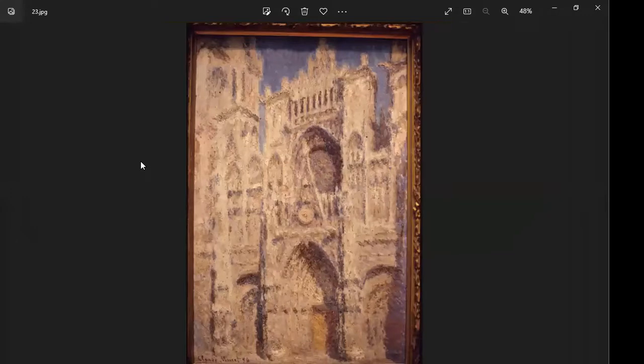Monet, of course, is spelled M-O-N-E-T. The title of this, we have two of his must knows. Rouen, R-O-U-E-N. That's a city in northern France. Rouen, I think I pronounced it correctly. Cathedral, 3 words, portal, entrance. Again, Rouen, R-O-U-E-N. Cathedral, portal, 1894.